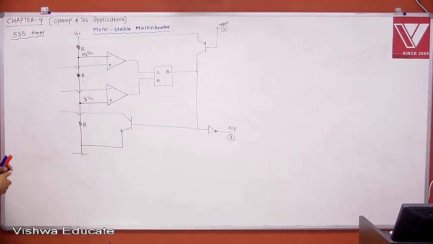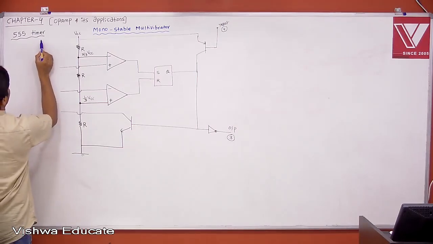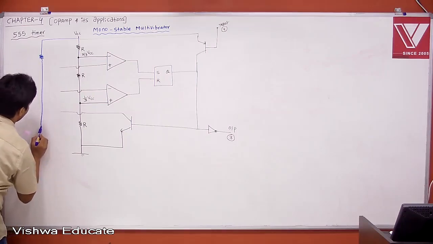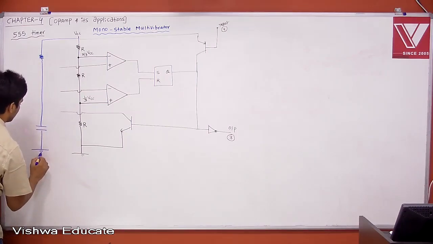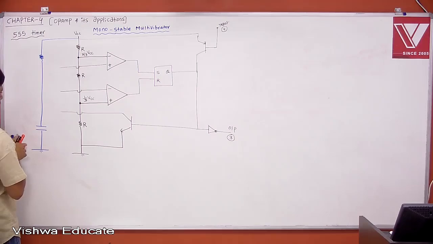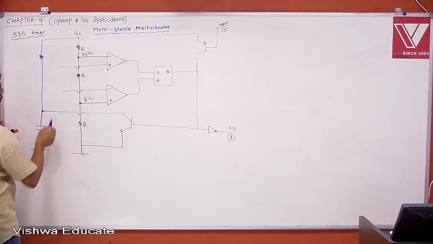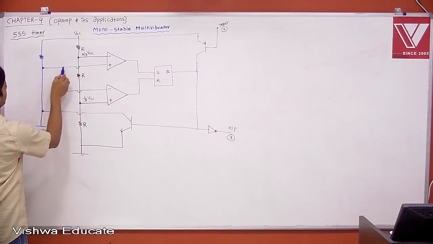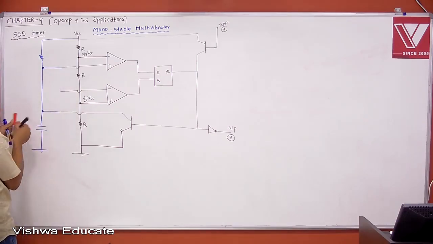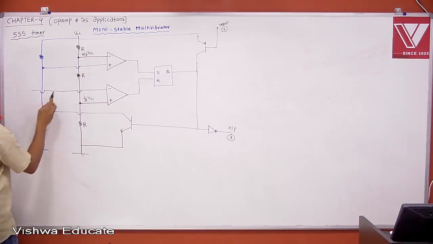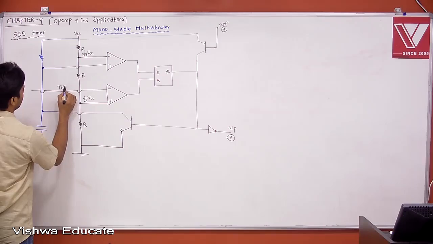Now, if you observe clearly, the external components. When I say external components, it is having a resistor, then wherever you have a capacitor. The discharge is connected to this, and threshold is also connected to this, but the trigger is not connected. The trigger is having one more external input. Therefore, this is your trigger.